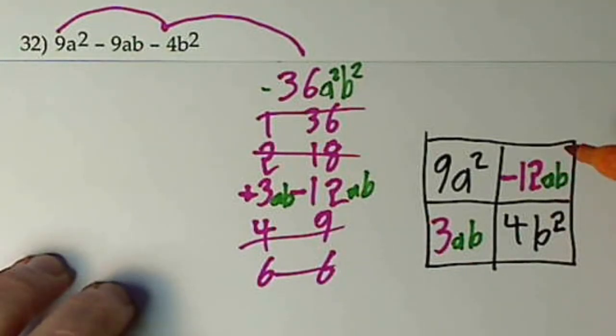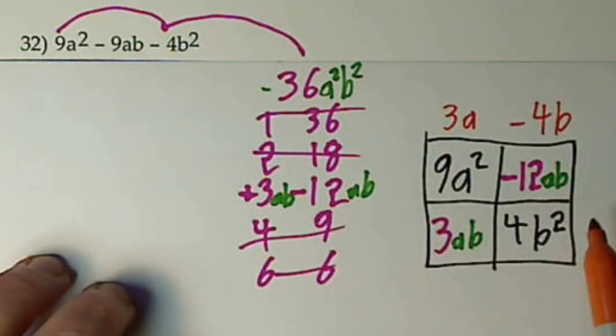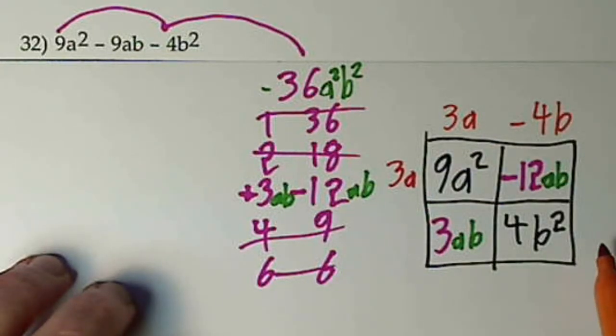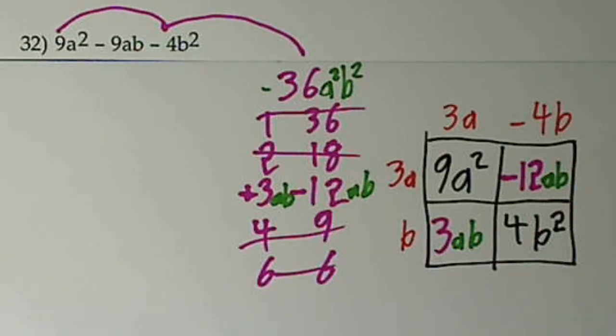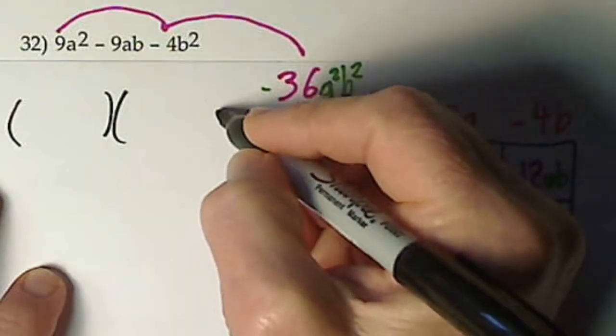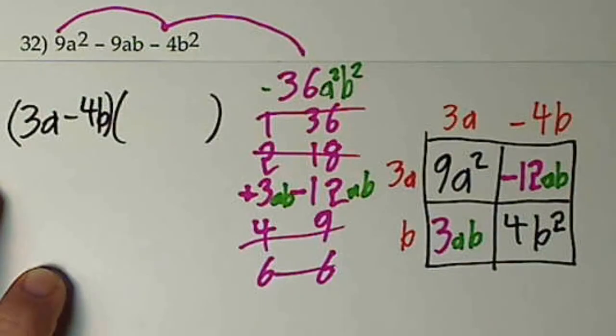So going straight up, I can get a 4b out of each term, and the negative's almost out, so negative 4b. Going straight up here, I can get a 3a out of each term. Coming across, I can get a 3a out of each term. And going across, I can get out simply a b. Okay, so the factored form of this trinomial is 3a minus 4b and 3a plus b.